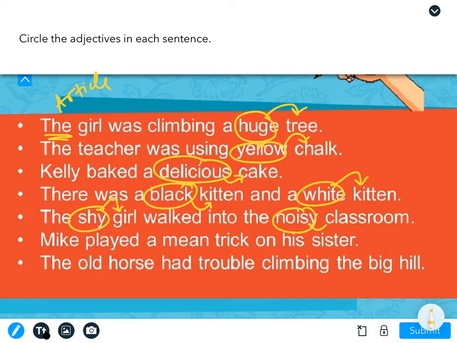Noisy describes the noun classroom. Mean describes trick. Technically, his is working as a possessive adjective. We also learned that as a possessive pronoun. That's technically a kind of adjective, but don't worry about it if you didn't circle it. Old describes horse. Big describes hill. And those are the adjectives you had in that activity.